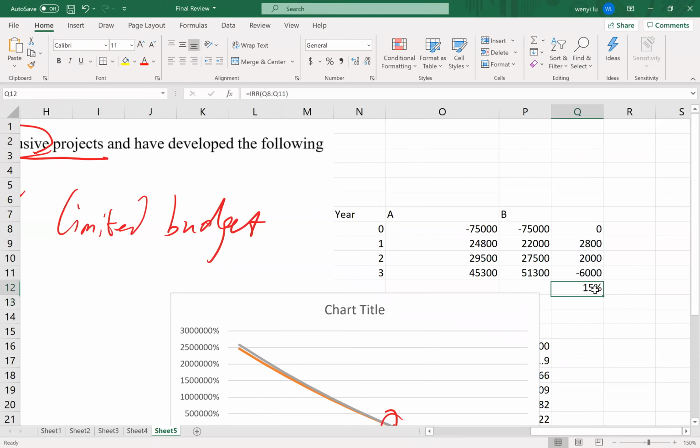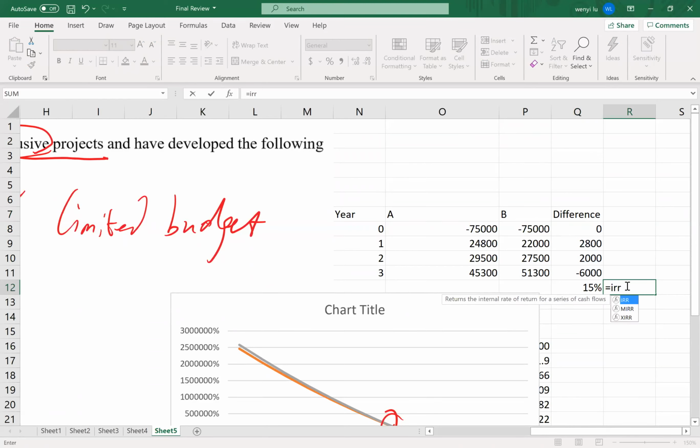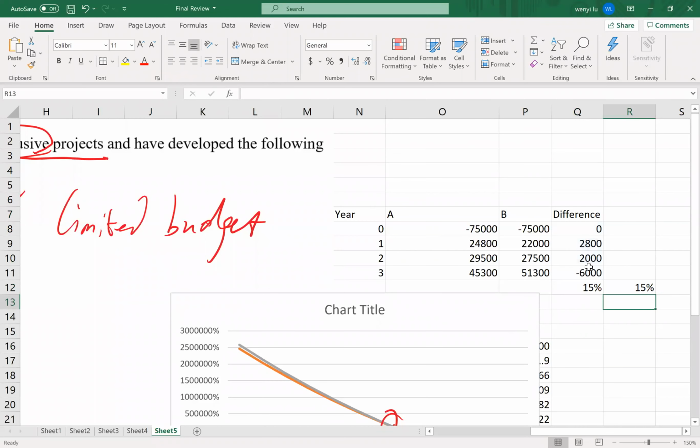15%. And let me repeat again. So first you will take the difference of the cash flows. Then you will use the IRR function to solve these cash flows. So IRR of this column. That's the crossover rate.